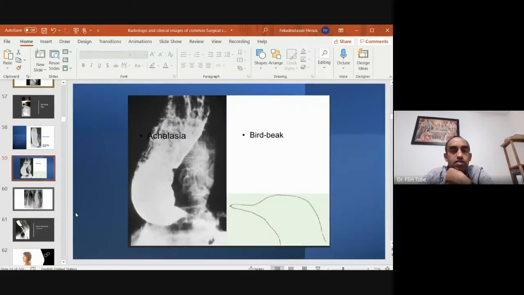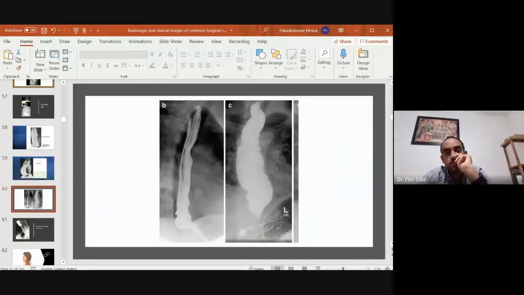Another one, bird beak, achalasia. Another one, proximal dilatation. So this is a mega esophagus, a hugely dilated esophagus. You see the rib, right? It looks like the sigmoid, right?